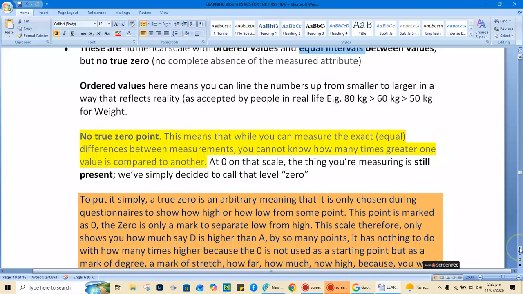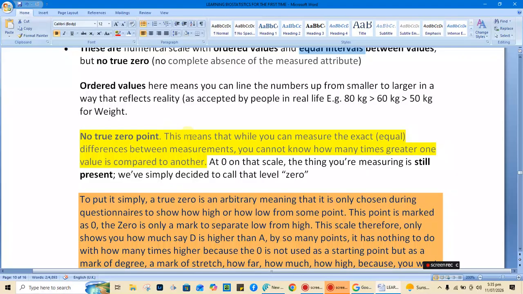So what do we mean without a true 0? We know that interval scales are scales with ordered values and equal distances between them, or equal intervals, which in this case we've given an example of the weight, 10, 10, 10, 10 being the difference across all the weights, but they do not have a 0 point.